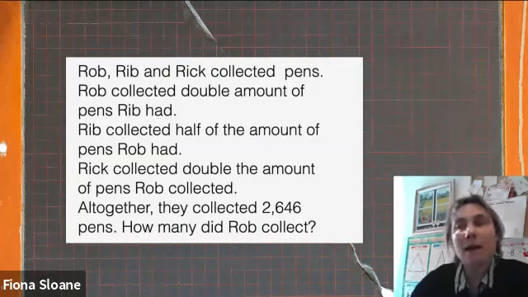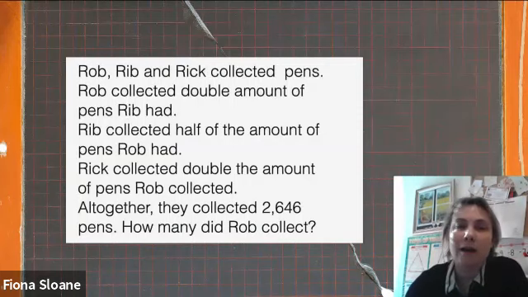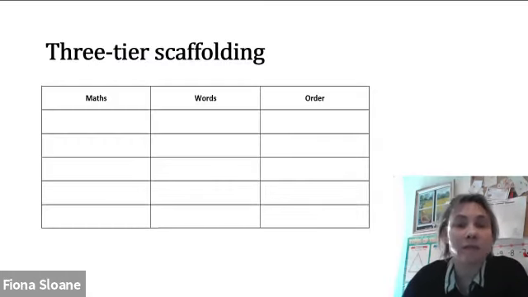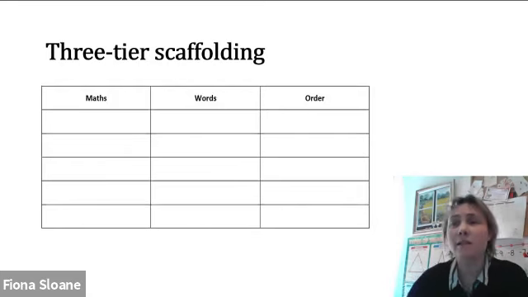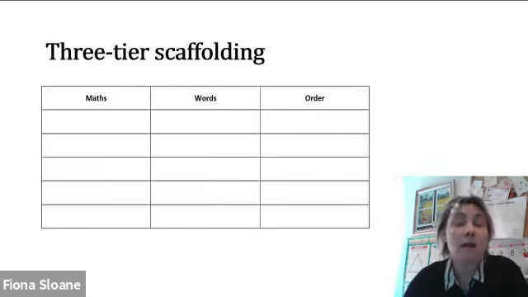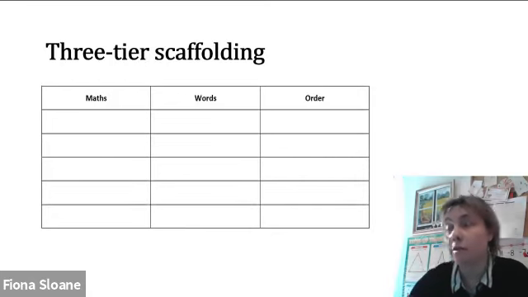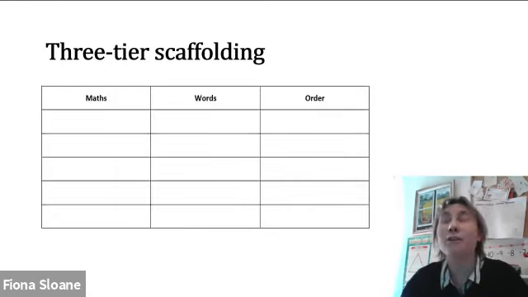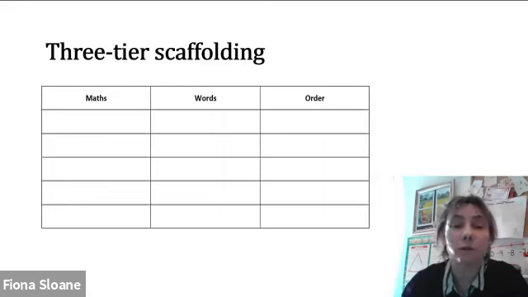So I found this method, which I thought was quite interesting to break it down, which is a 3-tier scaffolding method. So it's like, first of all, working on the maths, and then looking at the words, and then looking at the order of the words. So I'm going to completely ignore the maths because I know you all know the maths, and it'd be a waste of my time to do that. So I'm just going to look at the words.